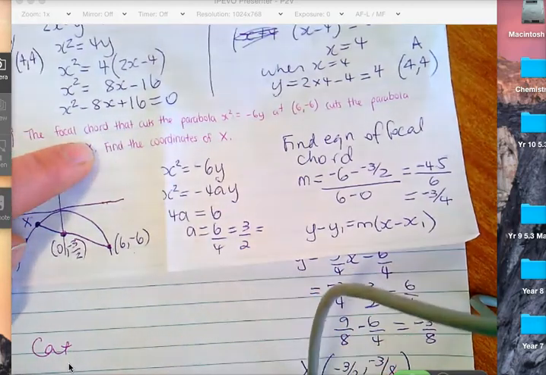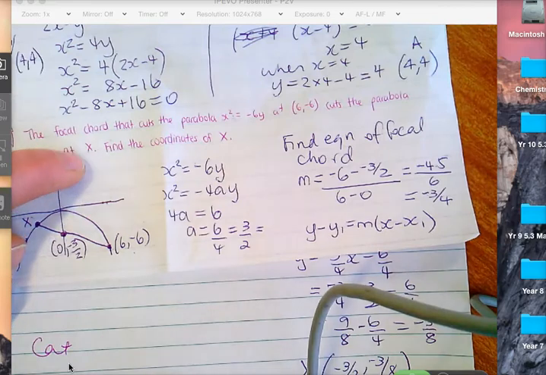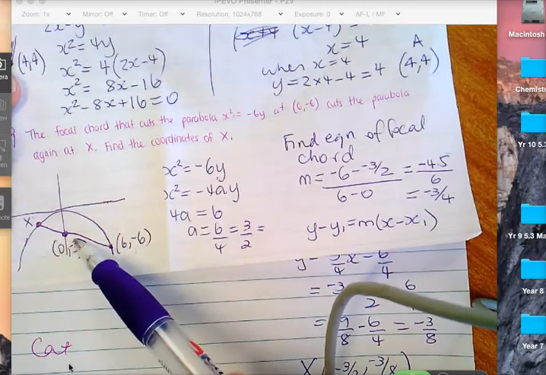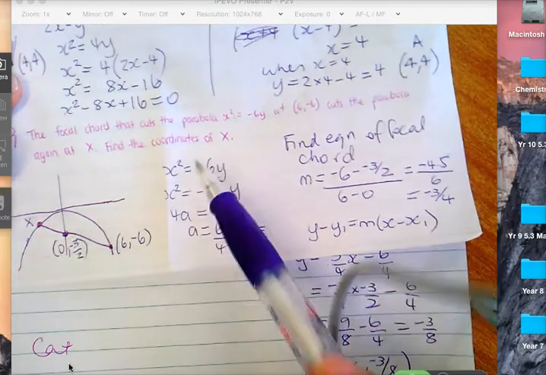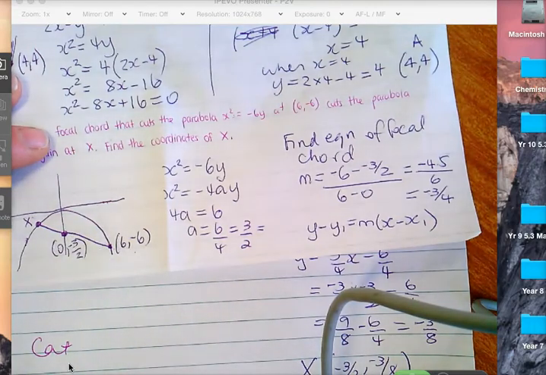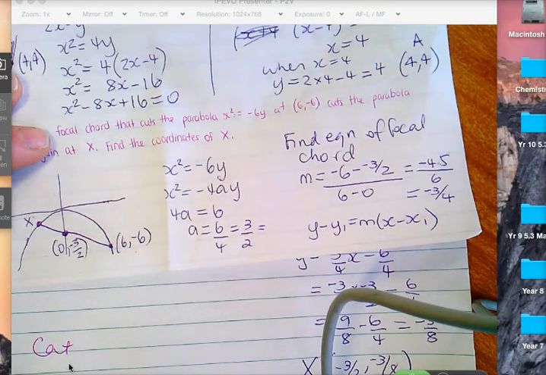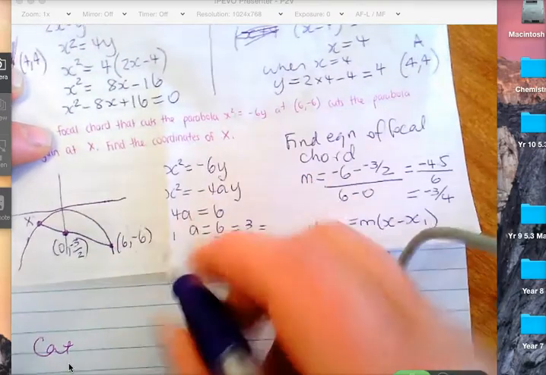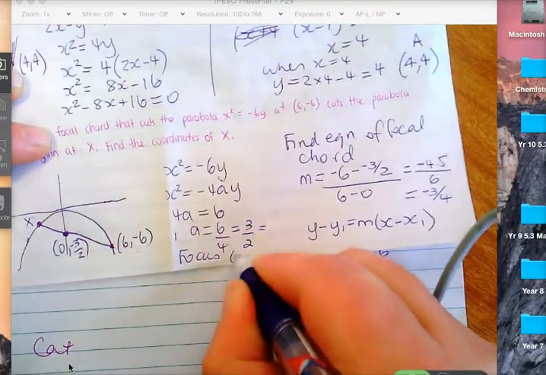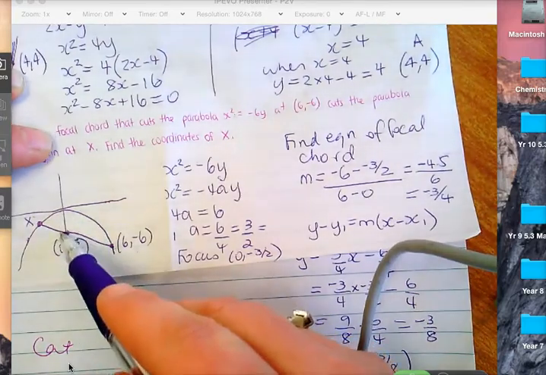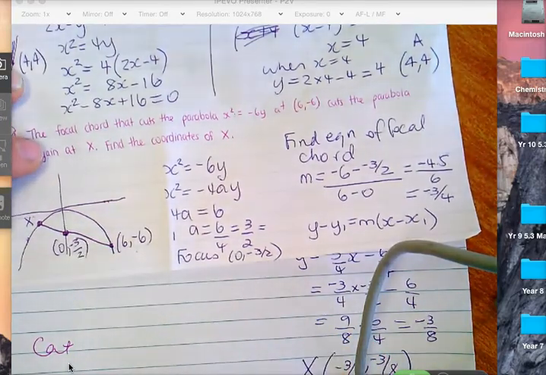A focal chord is a chord that passes through the focus. So the next thing you need to know is, what is the focus? That's what we worked out first. If you want the equation of the focal chord, you need the focus, because a focal chord is a chord that passes through the focus. You need the focus, which was 0, negative 3 on 2. Even though the focal length is a, the coordinates of the focus are 0, negative 3 on 2.